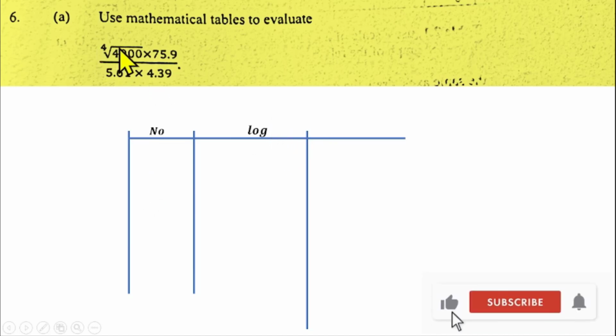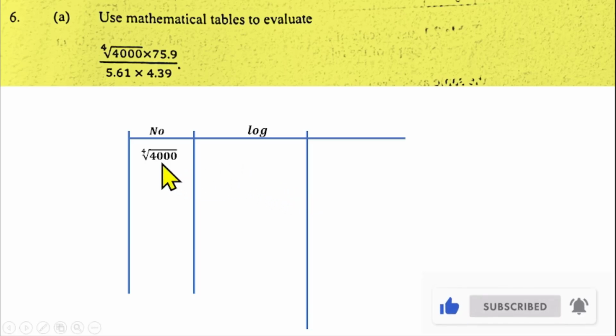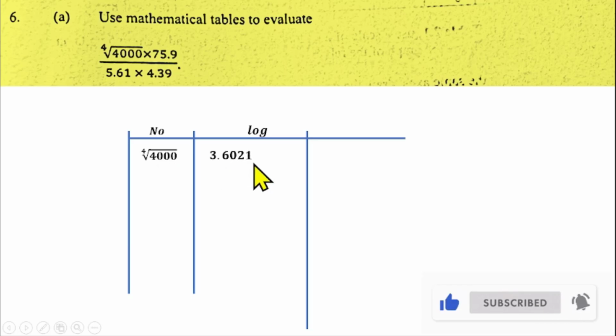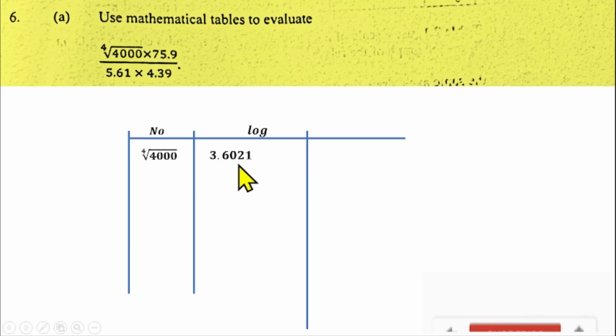The first number we're having here is the 4th root of 4000. So you need to find the logarithm of 4000. When you are finding the logarithm of a number, before you check your logarithm table, we need to get the characteristic of this 4000, and that will be 3. So you have 3 point. You now check 40 under 0, and that will give us the mantissa, which is 6021.